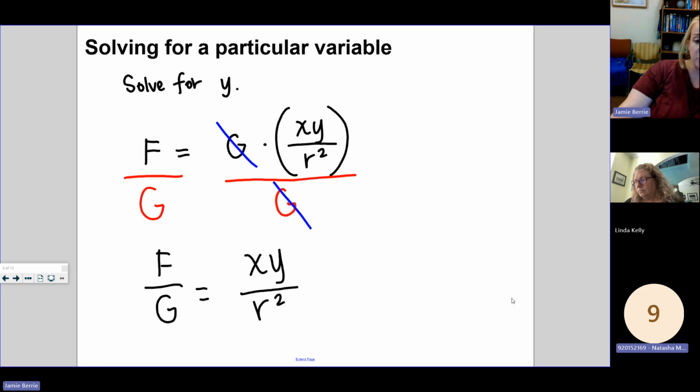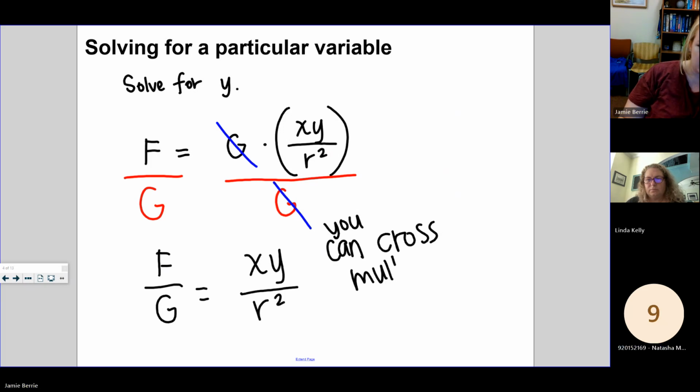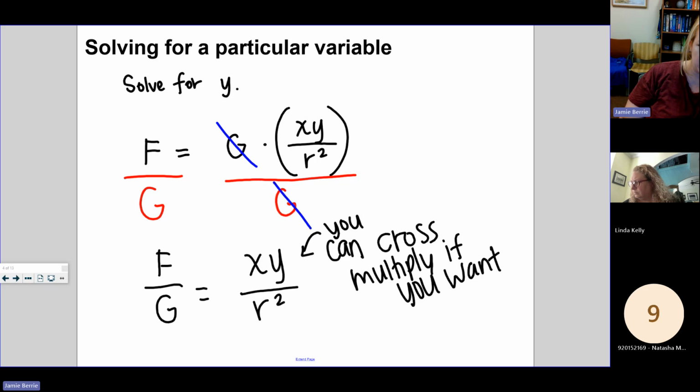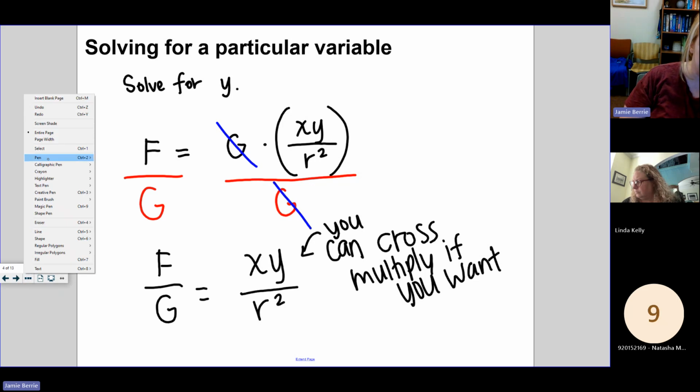You could cross multiply here. I'm not sure that it would help you all that much. But I know that some people's first instinct when they see a fraction equal to a fraction is to cross multiply. So you can cross multiply if you want. I don't think I'm going to, but again, if that's your preferred method, that's fine.